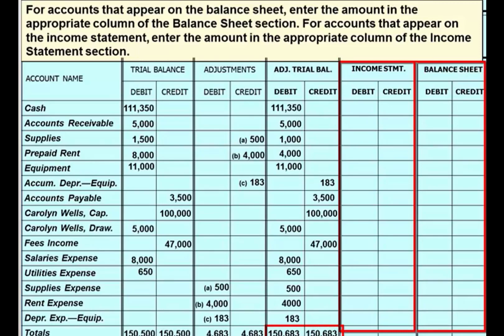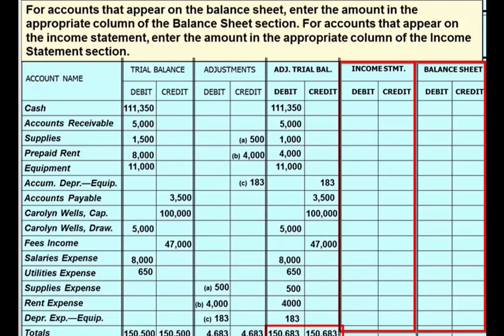Now we move to the final steps of completing the worksheet. Transfer the accounts which belong on the balance sheet to the balance sheet section. Transfer the accounts which belong on the income statement to the income statement section. Only assets, liabilities, and the owner's capital account belong on the balance sheet. Revenues and expenses belong on the income statement.